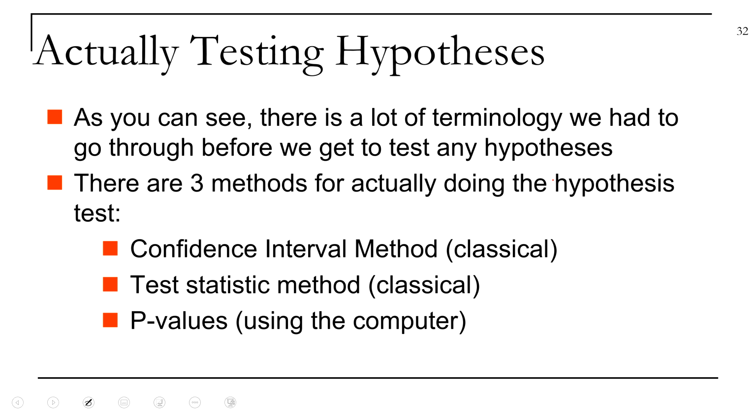Almost there now. How do you actually do hypothesis testing? There's 3 different ways you can do it. They all give you the same result. The confidence interval method is the easiest classical method. The test statistic method is classical. The p-value method, really you run the computer to do that.